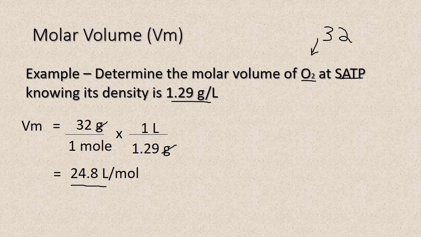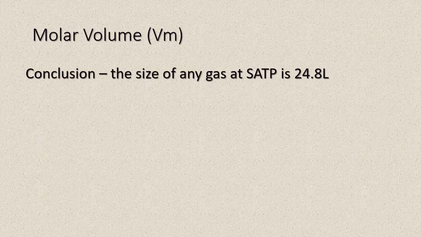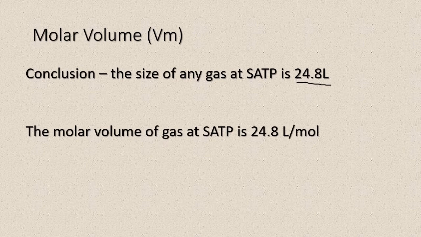What's that showing? That's showing us that any gas at SATP conditions is going to be that big. Thus, the molar volume of a gas at SATP is 24.8 liters per mole. If we had 2 moles, we'd double that number. If we had 3 moles, we'd triple it. But if we have 1 mole, we have 24.8 liters in size.